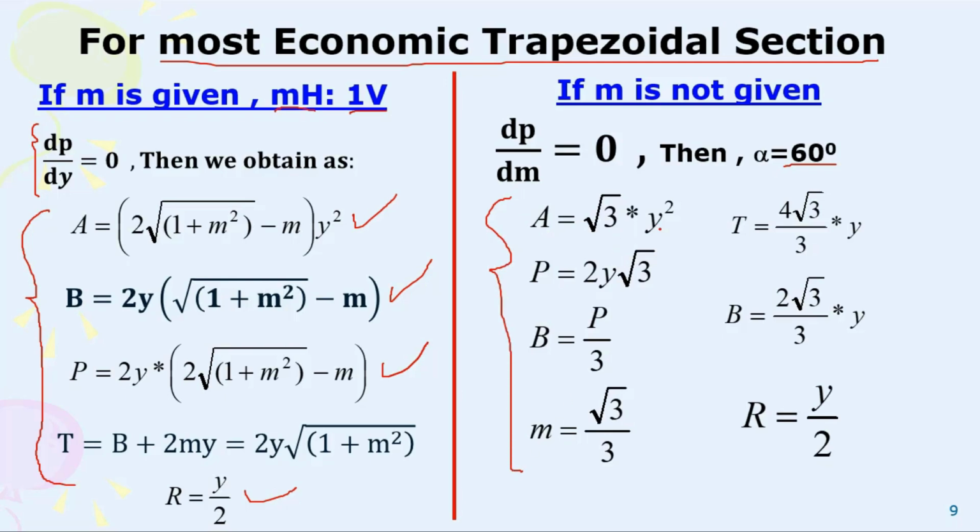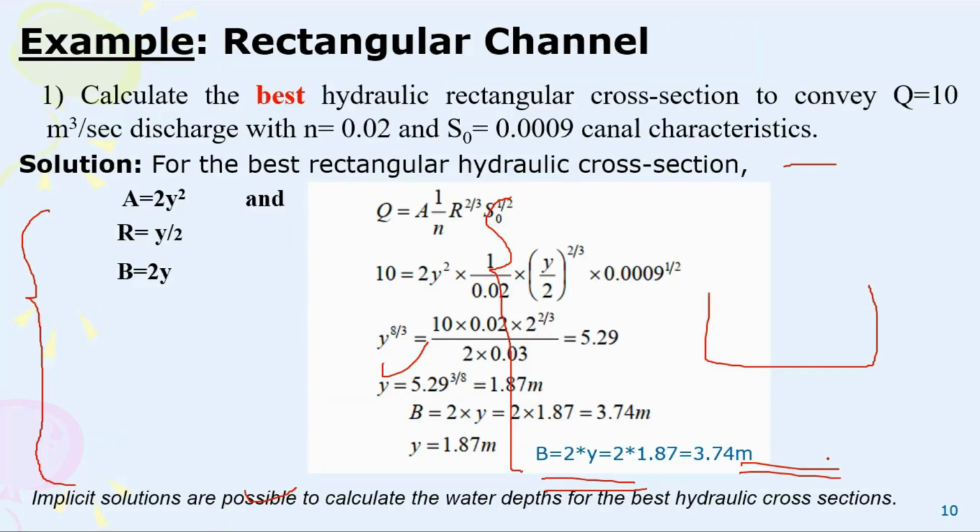The area should be root 3 y square, and the wetted perimeter should be 2y root 3, and the top dimension 4 root 3 over 3 times y. Also the bottom dimension is P over 3, one third of the perimeter, or 2 root 3 over 3 in terms of depth. You can use this equation, and m is already known after differentiation. So R will be this one. I think with this, we will proceed to some examples.